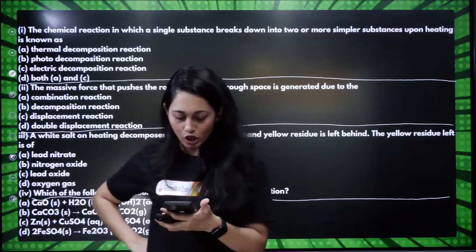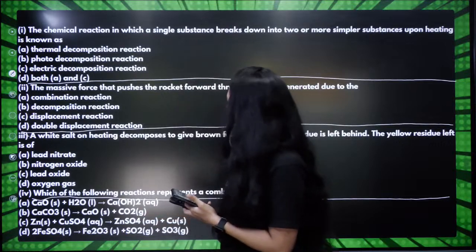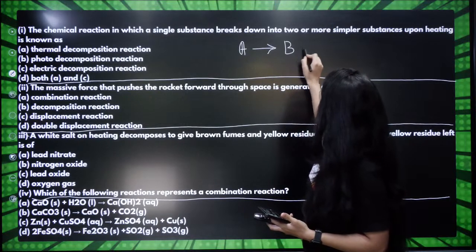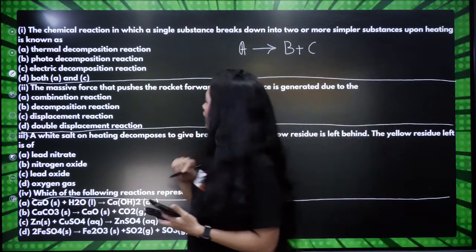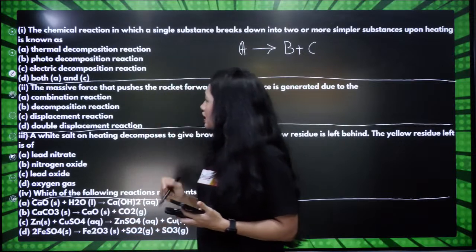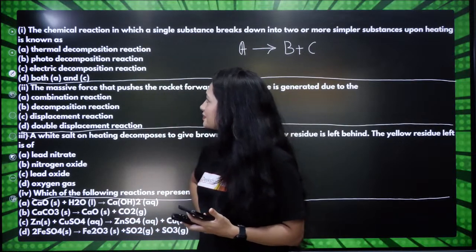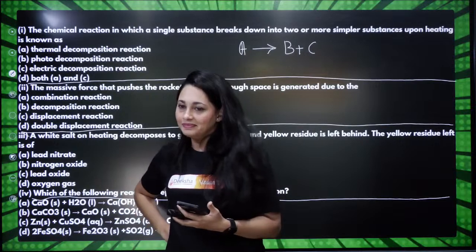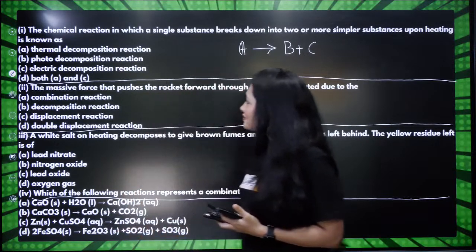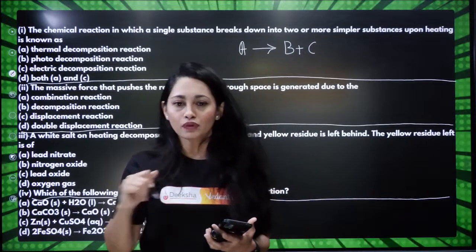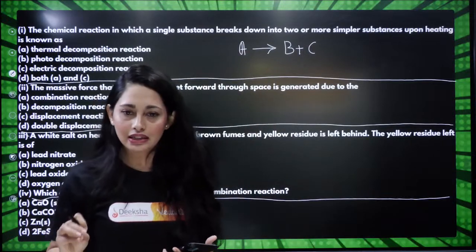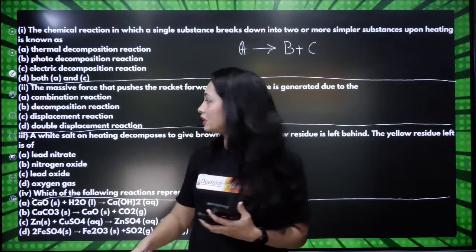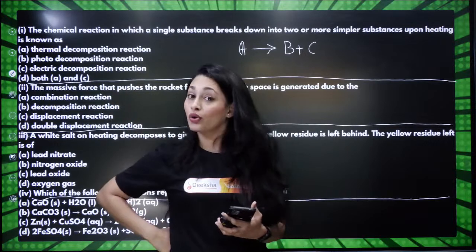Is it option D? Divyankur is saying option D. So, the chemical reaction in which a single substance A is going to break down to give B and C, this is the general reaction. Photo decomposition reaction, electric decomposition reaction, both A and C. Okay, thermal decomposition reaction. In case of thermal decomposition reaction, a single reactant is going to break down into 2 or more products, right? Photo decomposition, the same thing. Electrolytic decomposition, same thing. So, what will be the answer?